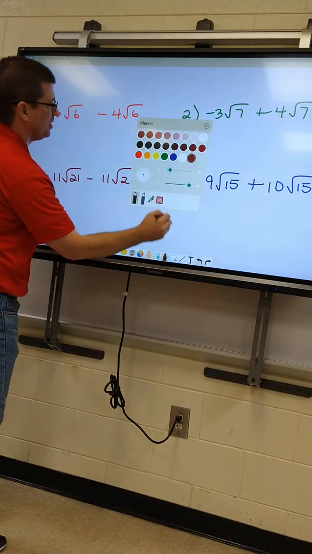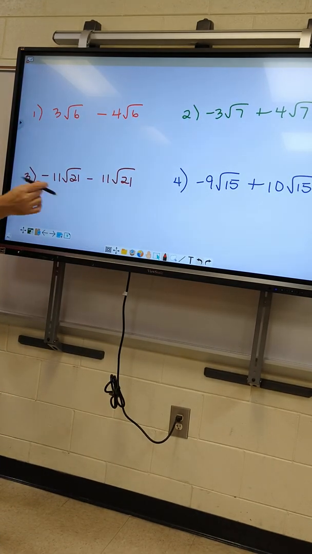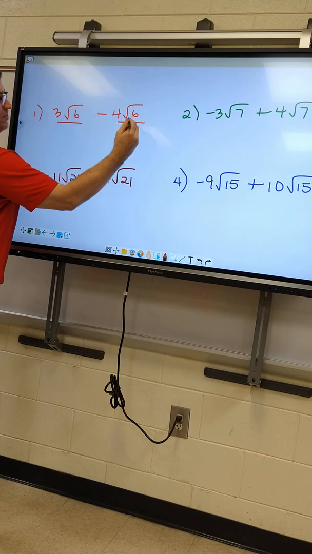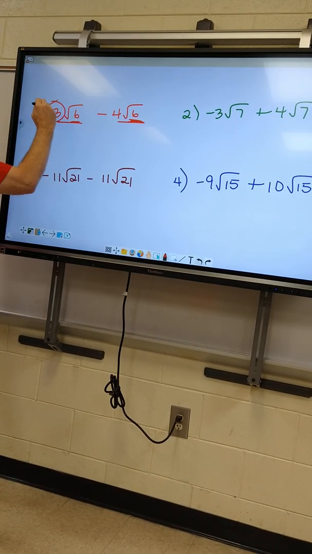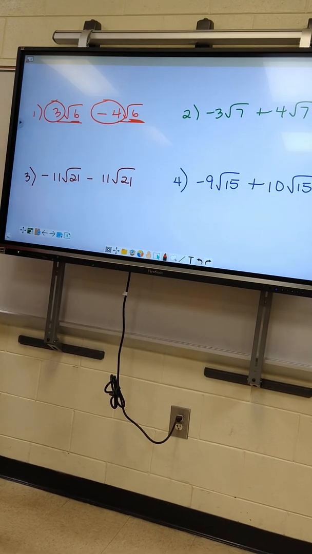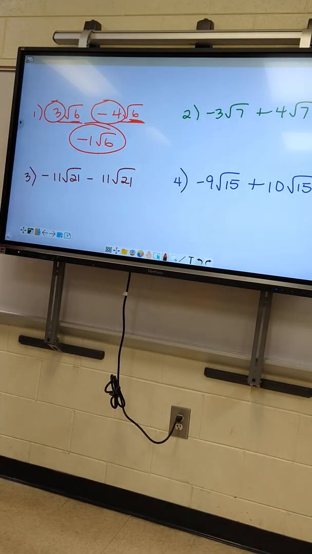Some of these are really pretty easy. So it's basically negative 1x. So basically, are these the same? Yep, because they're like terms. They both got a root 6. So all you got to do is add up 3 plus negative 4. What's that give you? Negative 1. So it's negative 1 root 6. That's all you do on 1 through 7. That is it. These are so easy.